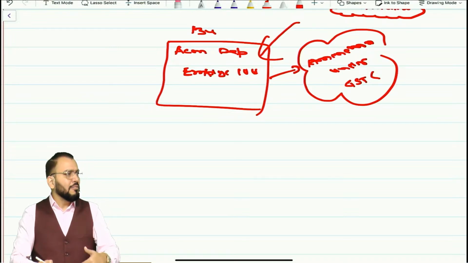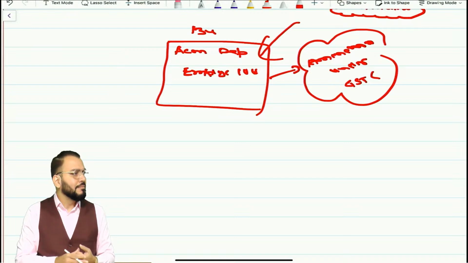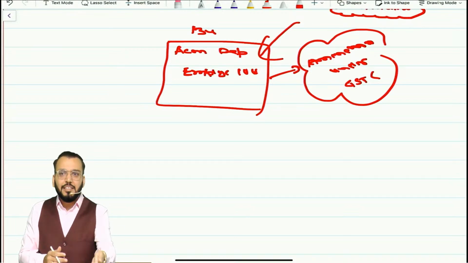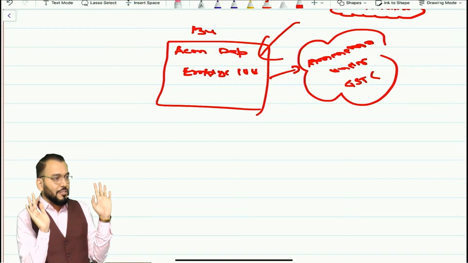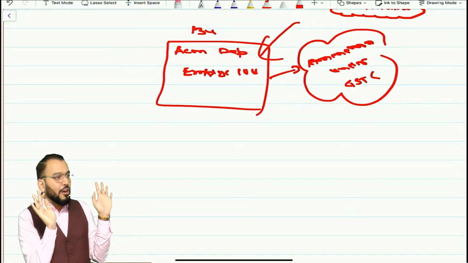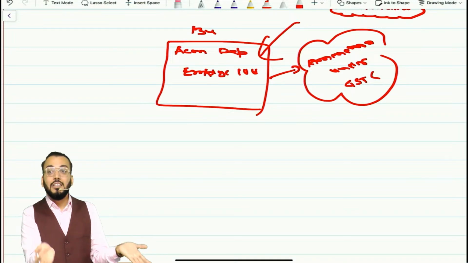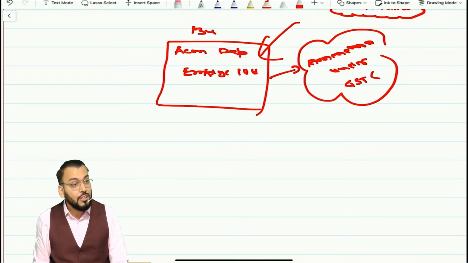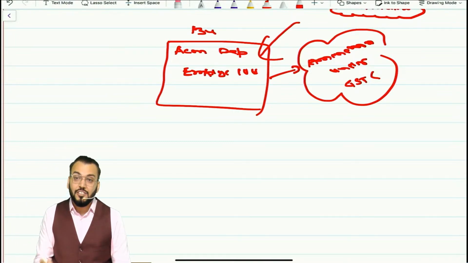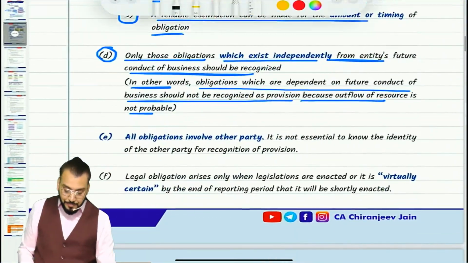The owner has read all the GST, and now the owner is training that employee. I can learn GST on my own and then train my employee, so there is no outflow. It can be avoided. Therefore the outflow is not probable, the second condition is not satisfied, and therefore a provision is not required.